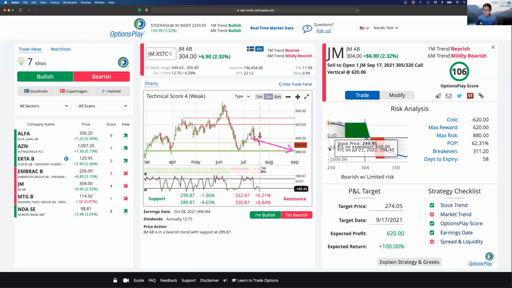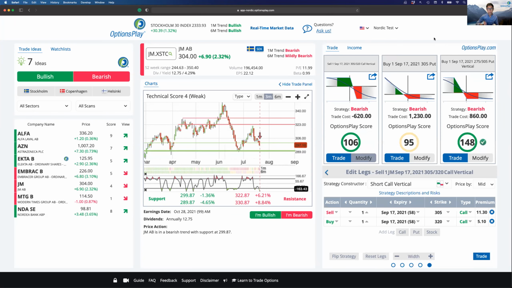Kamal is asking, would you please explain the difference between EU style and US style options? So Kamal, everything that you're trading here are American style options. European style options are options that cannot be exercised early. American style options can be exercised at any time prior to expiration. So all of the stock options that you can trade here in the Nordics are American style options. So if you own a call option, you can exercise it at any time before expiration. That's the difference between European and American style options.